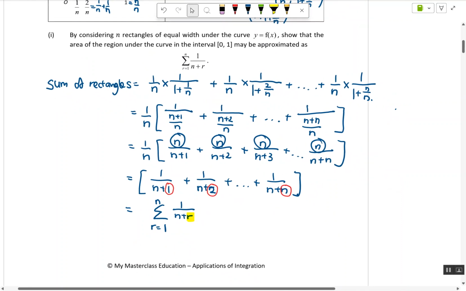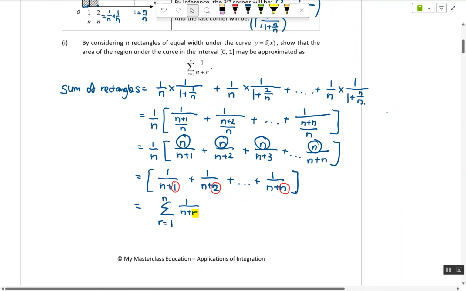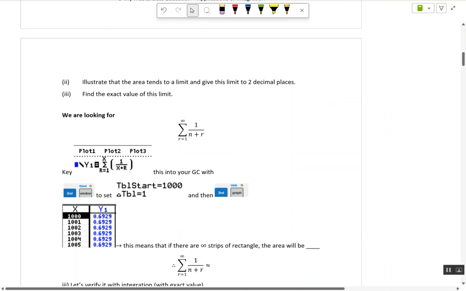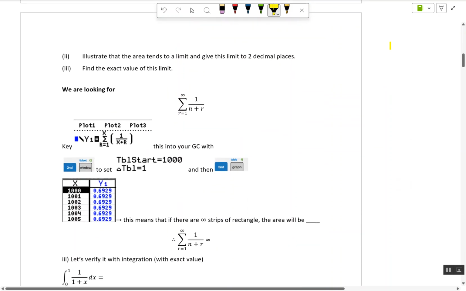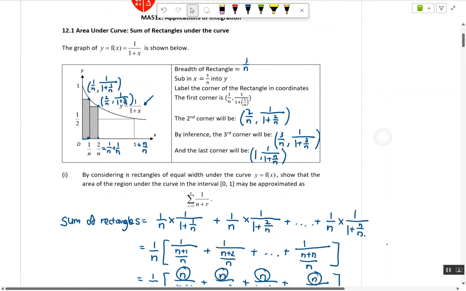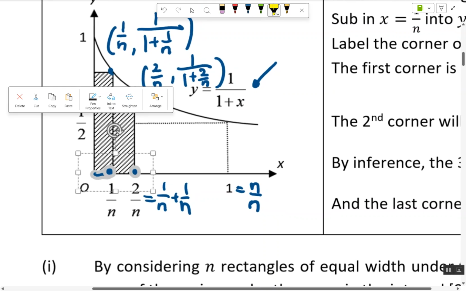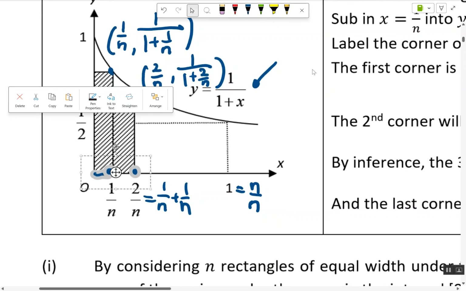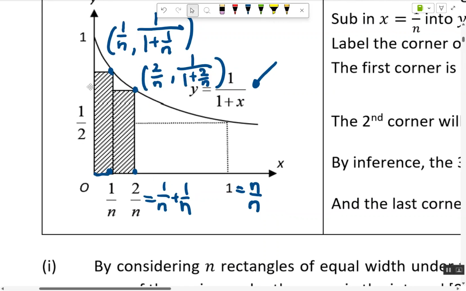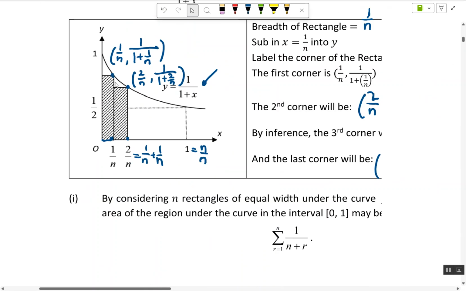Okay, so now we have established that already. Part 2 is telling you, illustrate that the area tends to a limit. So if I only cut this into a certain strip, there will be many empty spaces down here, right or not? Yeah. But if I make the strips so small, like maybe 1 million strips over here, then the strips will actually cover all the areas that would have empty spaces.